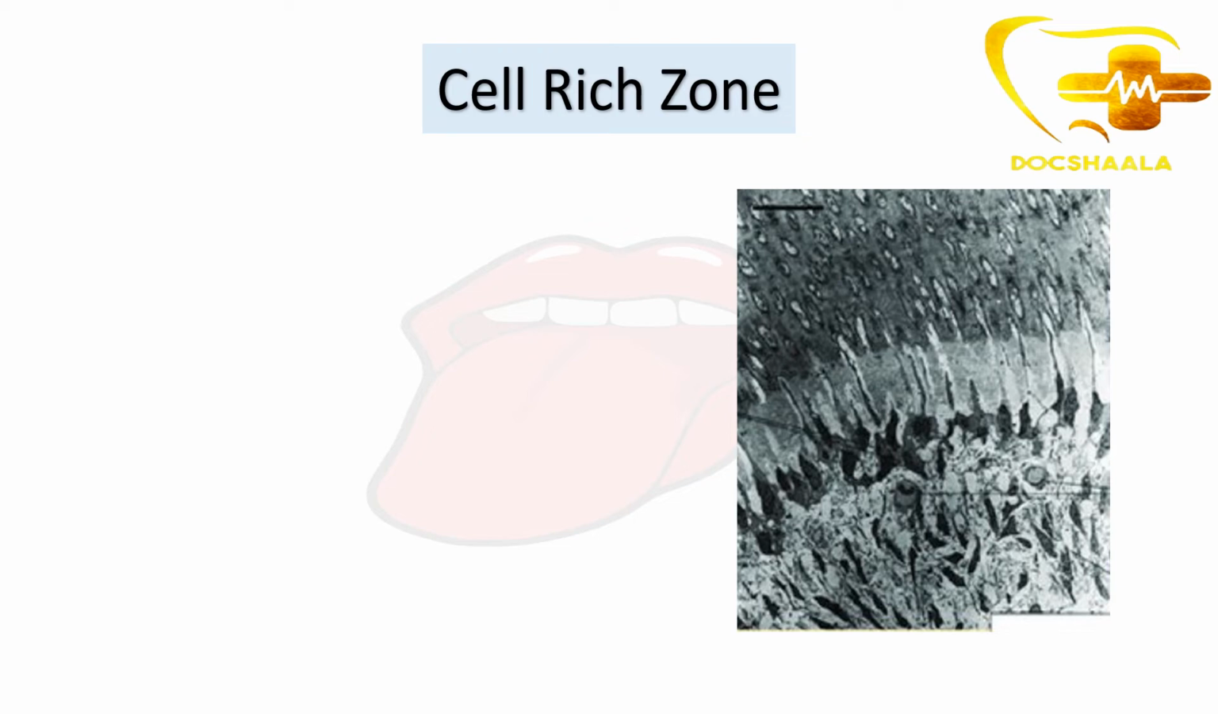Then coming to the cell-rich zone. The cell-rich zone is nothing but the zone where cells are abundantly present, right? So here we will see what the cell-rich zone is. The cell-rich zone is also known as the zone of Hohl. So this is also important.